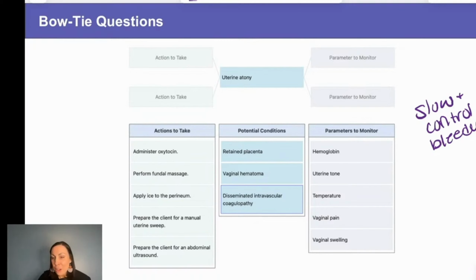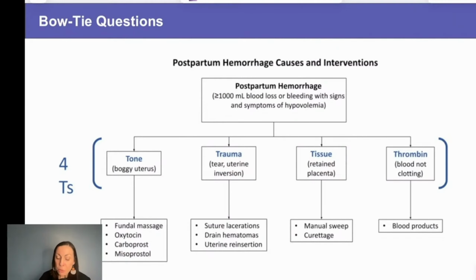So let's see. Posh is on it. So she's saying administer oxytocin and perform fundal massage. So let's take a look at all of our options here. So actually, let me show you all this image that we have. So these are, for postpartum hemorrhage, our causes and our interventions.